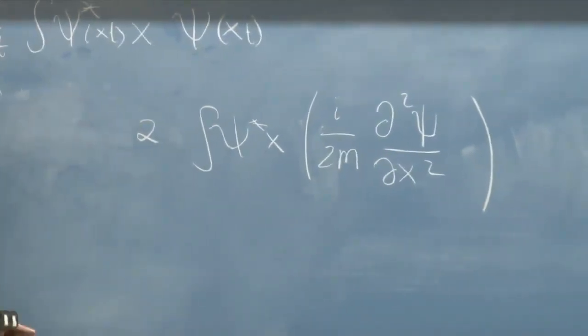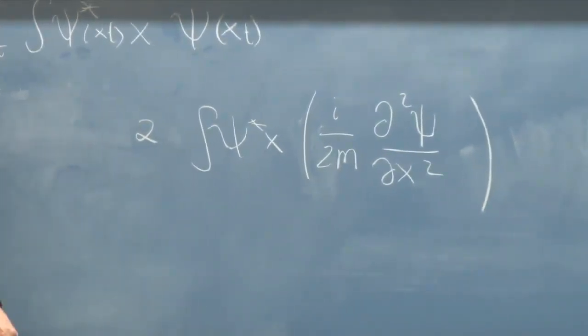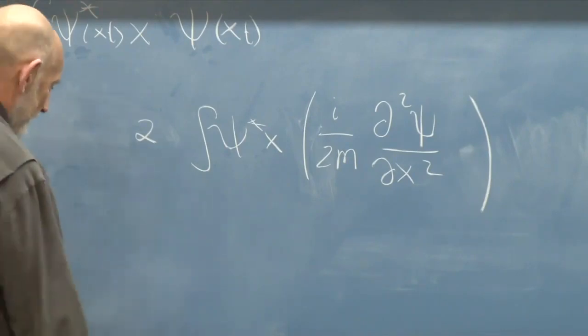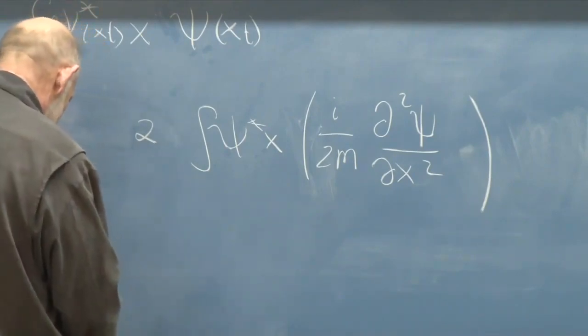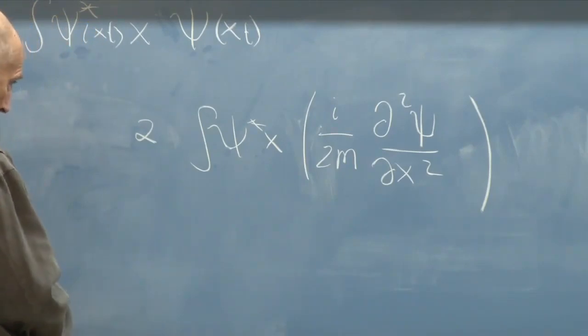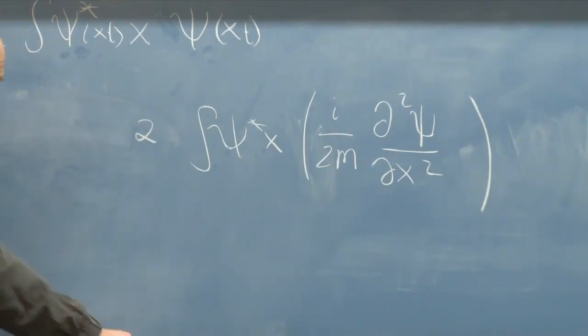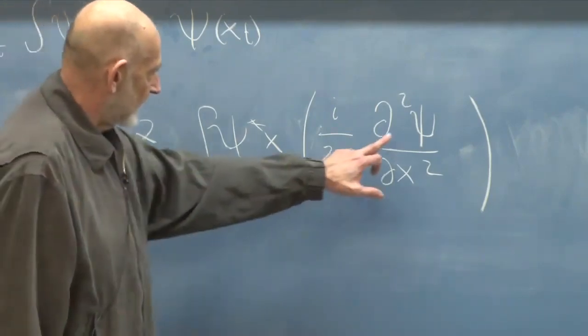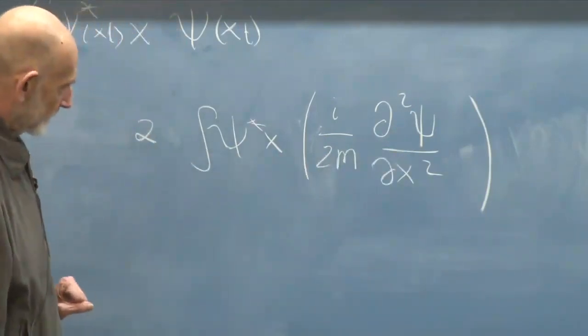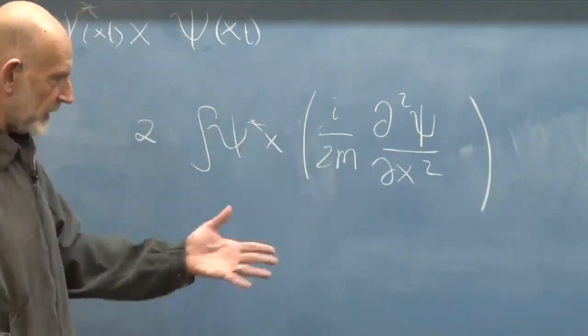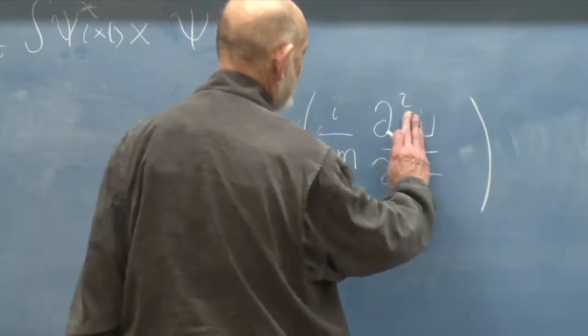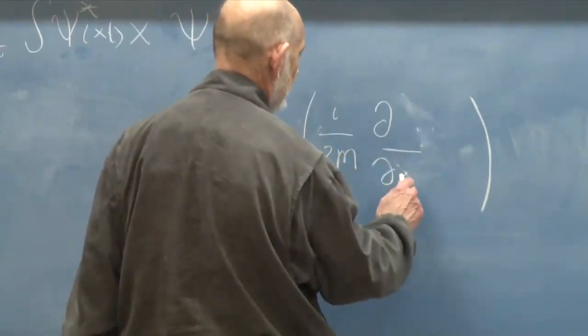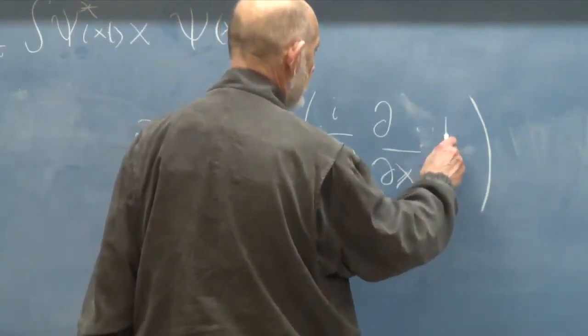Okay. Next, what's the next step? Integrate by parts. That's always the next step. We have here a derivative. It's a second derivative, but a second derivative is also a first derivative. Let's write it that way. It's d by dx of d psi by dx.